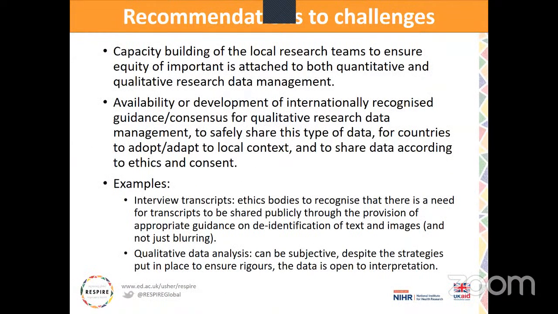Some of the recommendations to challenges: capacity building of the local research teams to ensure equity of importance is attached to both quantitative and qualitative research data management. Availability or development of internationally recognised guidance or consensus for qualitative research data management to safely share this type of data, for countries to adopt or adapt to local context, and to share data according to ethics and consent. And there's a couple of examples.